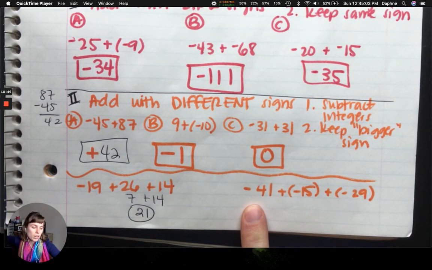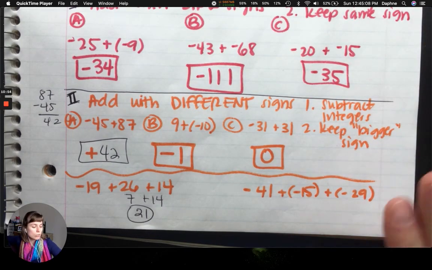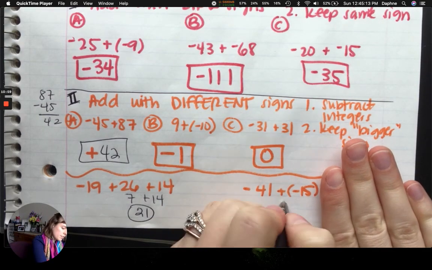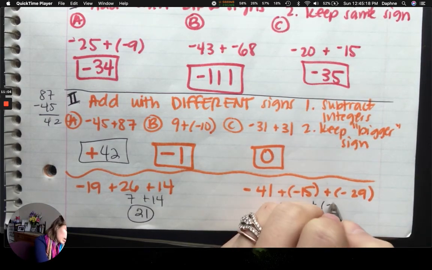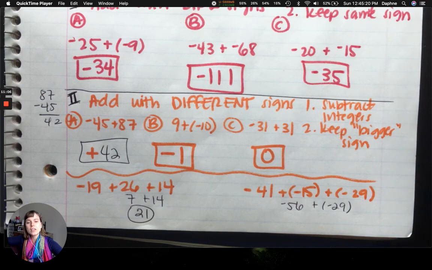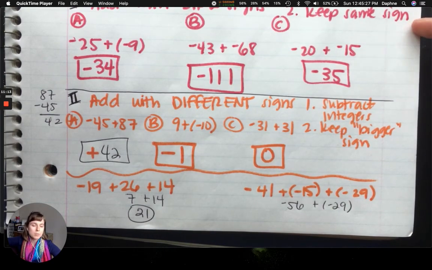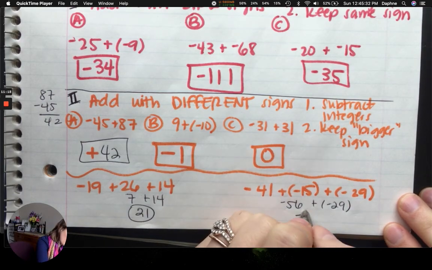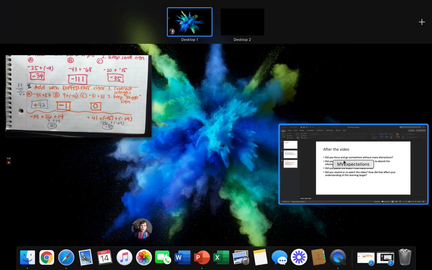All right, next one. What's negative 41 plus a negative 15? Use everything we've learned so far on your notes. Do just these 2. Pause the video. You should get negative 56. Yes. Okay, negative 56 plus a negative 29. Again, use everything that we've learned. These are the same signs, so they're like signs. So I'm going to add the integers, then keep the same sign. So it'll be a negative answer, and it should be 85. Negative 85.